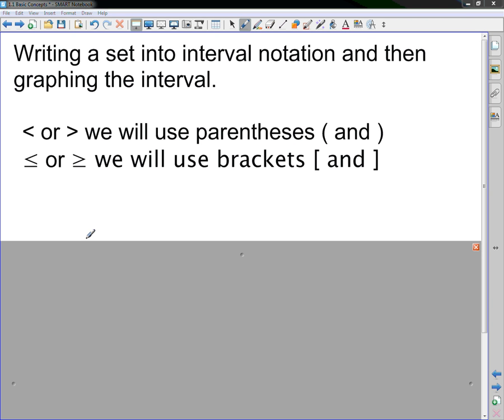Okay, the next thing we're going to look at is interval notation. We're taking our set and writing it in interval notation, then we're going to graph the interval. So let's talk a little bit about interval notation. Interval notation uses brackets and parentheses. To determine which one to use, the less than or the greater than symbol tells us to use a parenthesis. The less than or equal to or the greater than or equal to will tell us to use brackets. This will probably make a little more sense once we actually try an example.